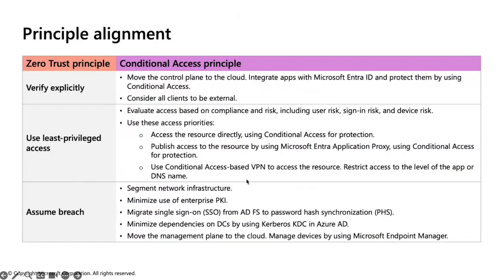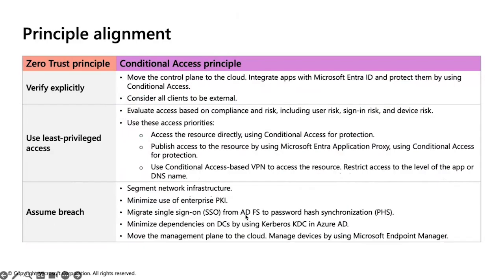We can use conditional access based VPN to access the resource, restricting access to the level of the applications or DNS names. We can publish our applications using application proxy, using conditional access for protection. Conditional access can be aligned with your application protection in zero trust. And also we always work with assume breach. So we can segment network infrastructure at network level. We can make minimal use of enterprise PKI, the on-prem enterprise public key infrastructure. Always be dependent on what you are getting in the Azure environment or Entra ID.